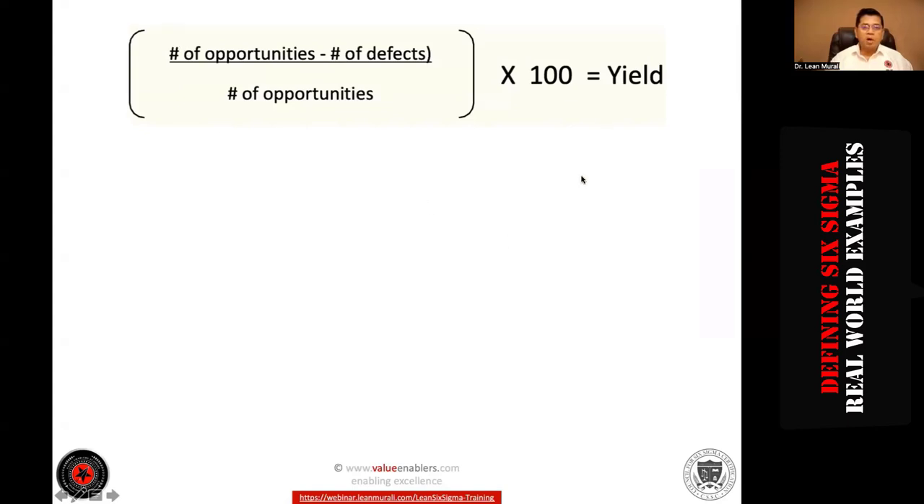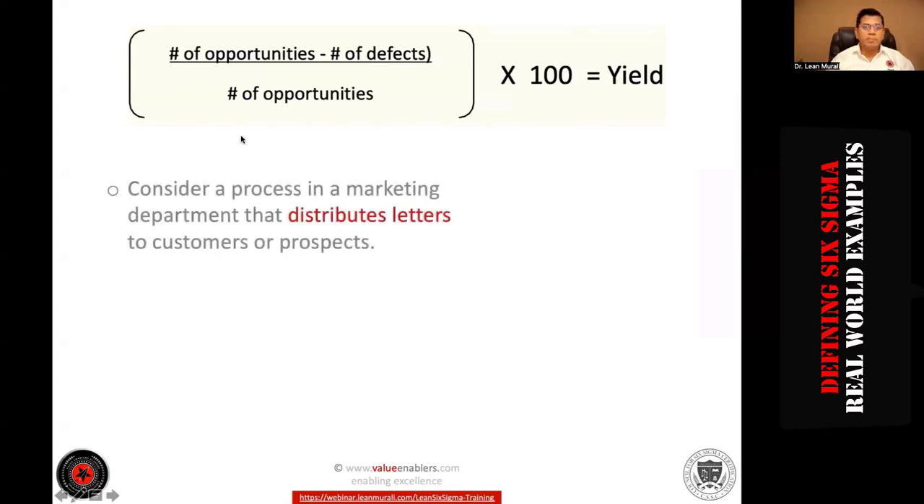Now, opportunities minus the number of defects, divided by total number of opportunities, into 100, is equal to yield percentage. Okay. Let me help you understand this. I'll stop sharing the screen for some time and discuss with you what I mean. Okay. Let me share.